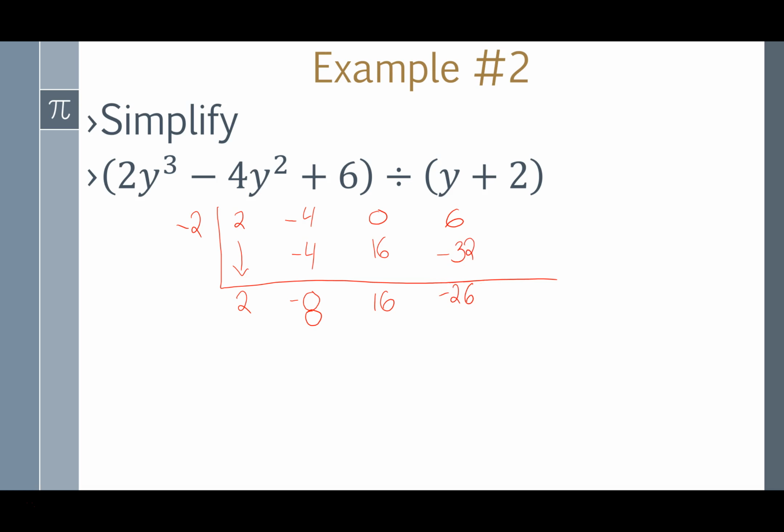We're again working right to left. This is the remainder, the constant, the variable, and then the variable squared. So our answer should be 2y squared minus 8y plus 16, and then minus 26 over y plus 2.